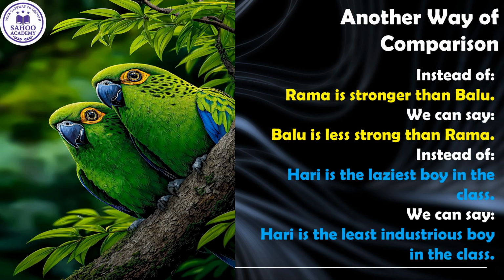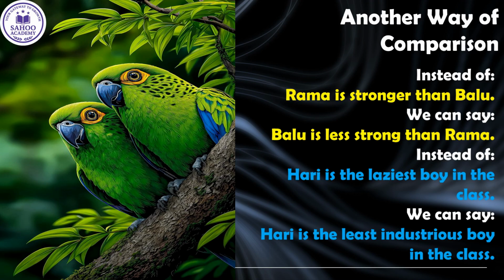Now let's learn another way of comparison. Sometimes instead of using comparative forms like stronger or lazier, we can compare using the words less and least. For example, instead of saying Rama is stronger than Balu, we can also say Balu is less strong than Rama. So here we use the word less or least. Both sentences mean the same thing, but the second sentence uses less.